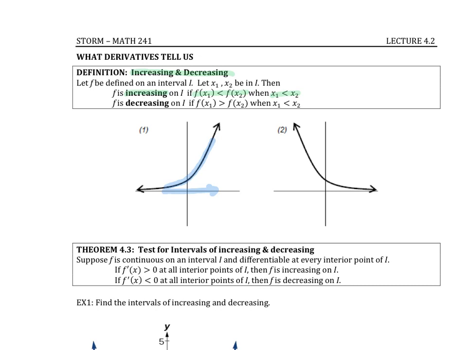In the second graph, as my x values get larger, my y values are getting smaller and the graph is going down. So this is an example of a decreasing function. So our function is decreasing if the x's are getting larger but the y values are getting smaller. So here we have increasing and decreasing.